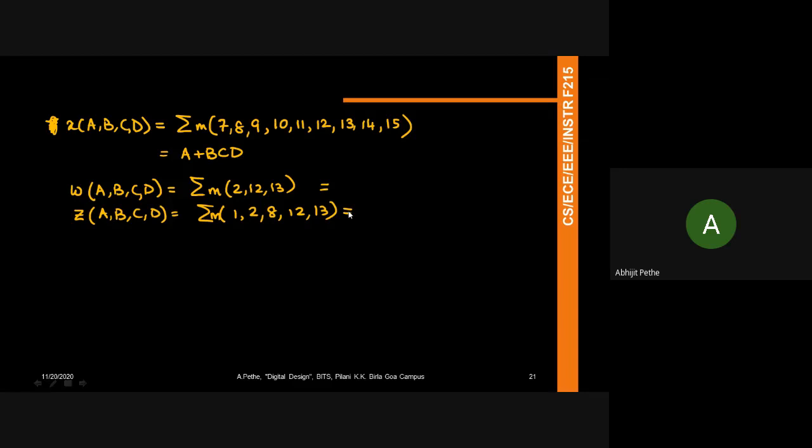Okay, anybody? Boolean value for W? A prime, B prime, C, D prime plus A, B, C prime. Very good.